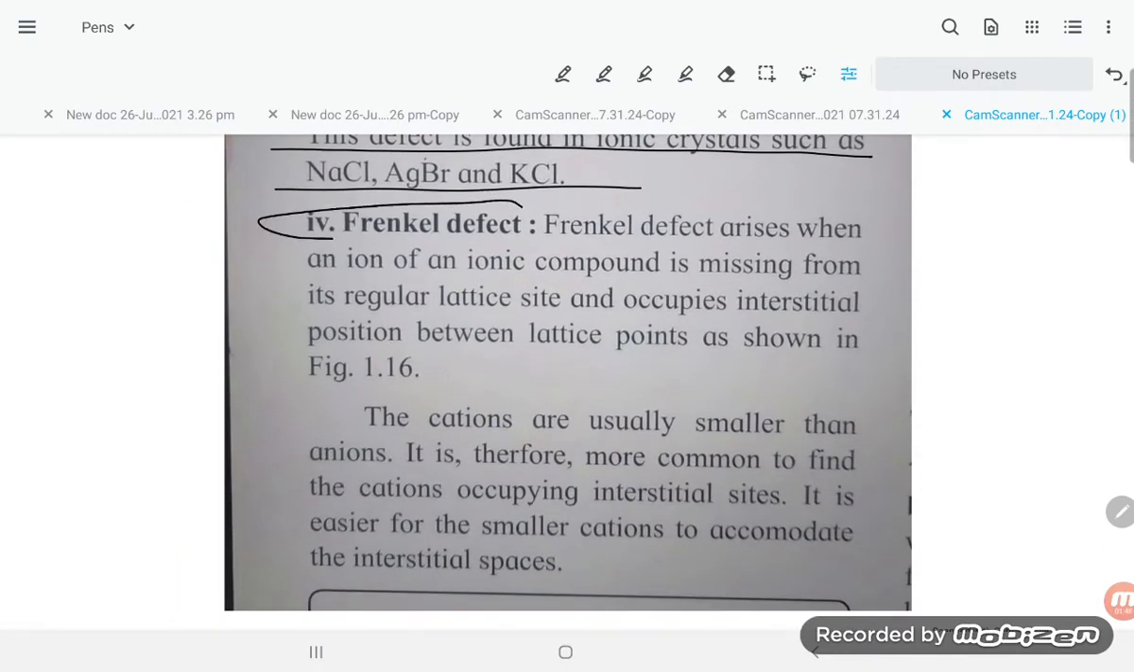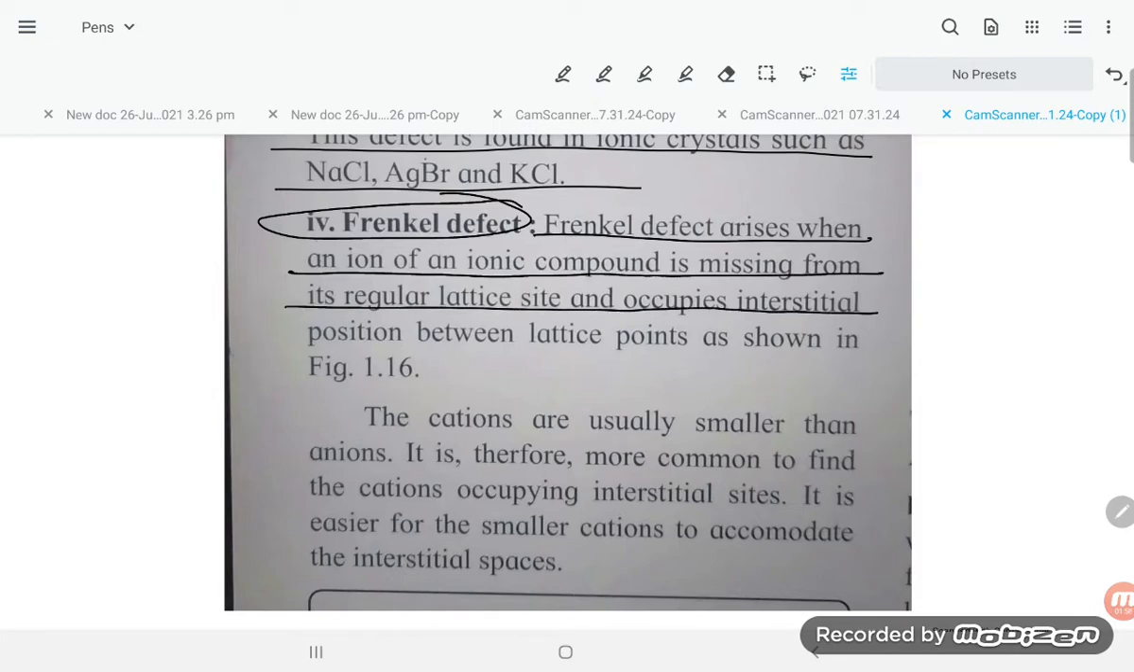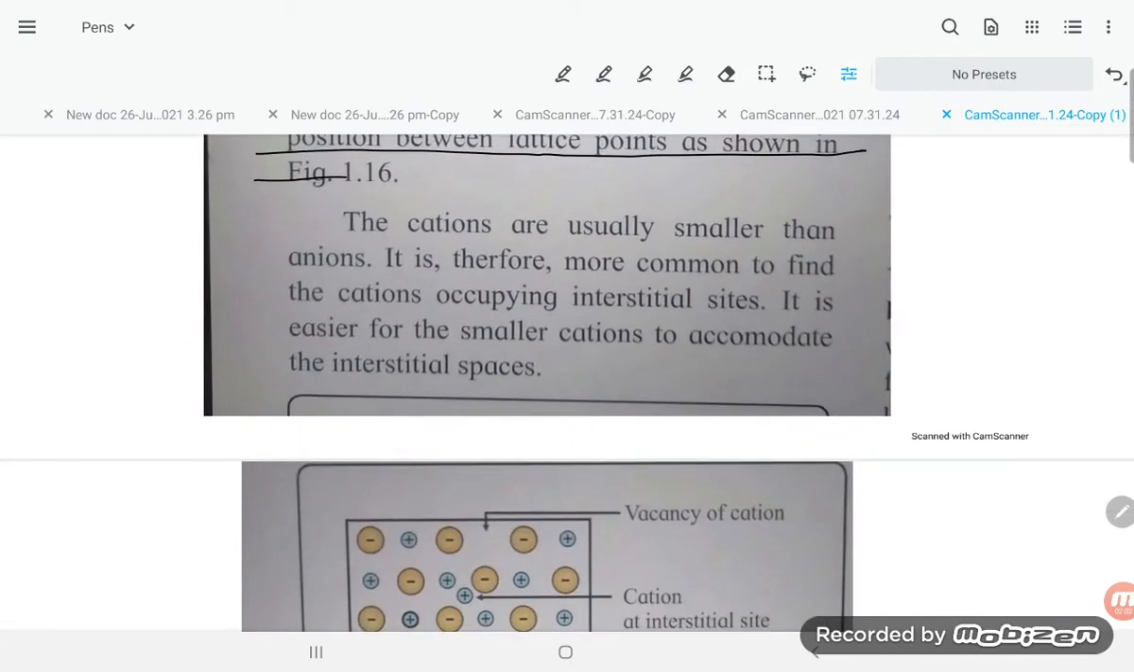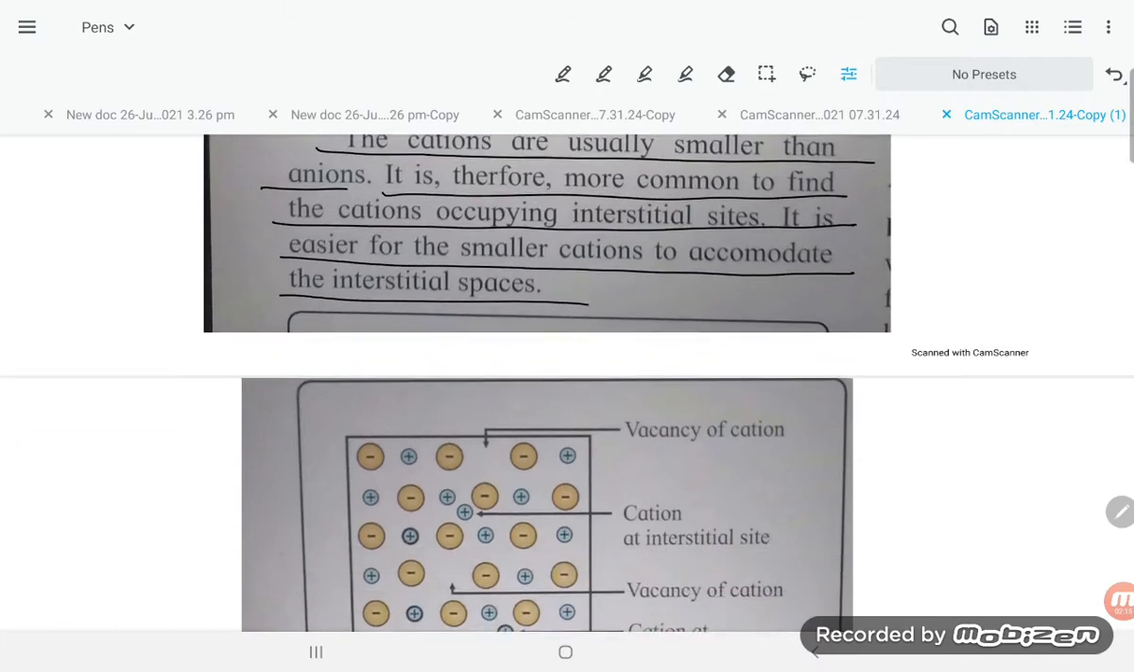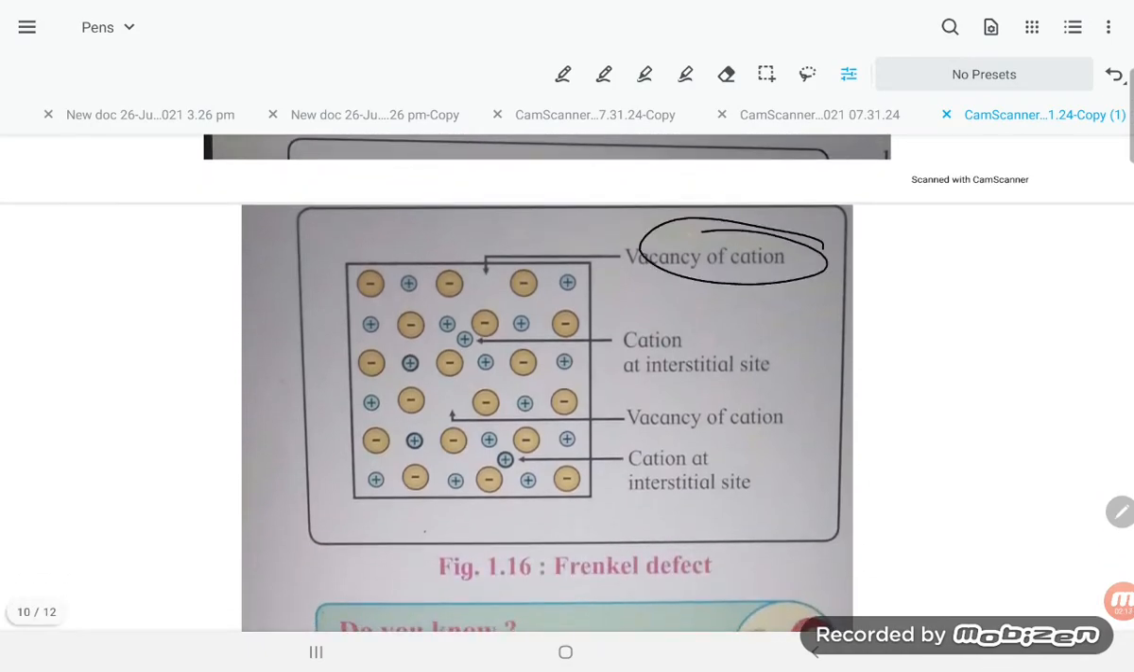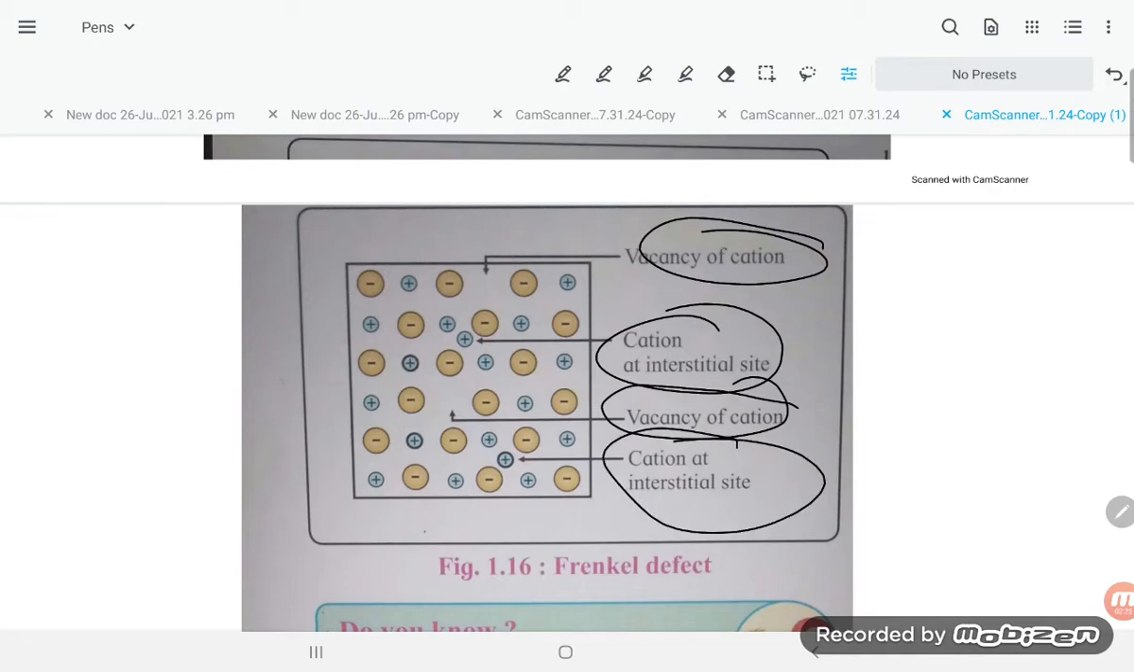Frenkel defect. Frenkel defect arises when an ion of an ionic compound is missing from its regular lattice site and occupies an interstitial position between lattice points as shown in the figure. The cations are usually smaller than the anions. It is therefore more common to find the cation occupying the interstitial site. It is easier for the smaller cation to accommodate in the interstitial space. So this is a vacancy defect, with the cation at the interstitial site.